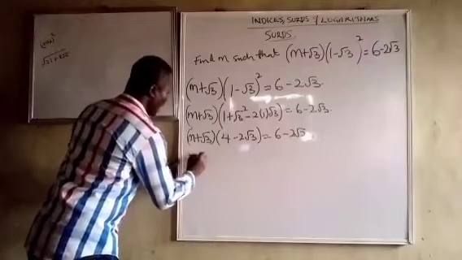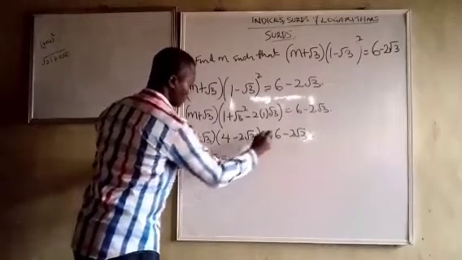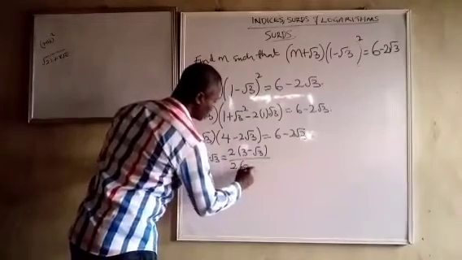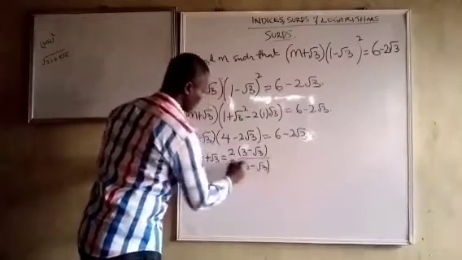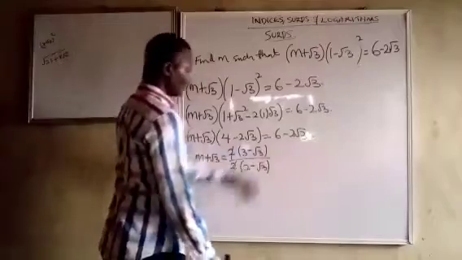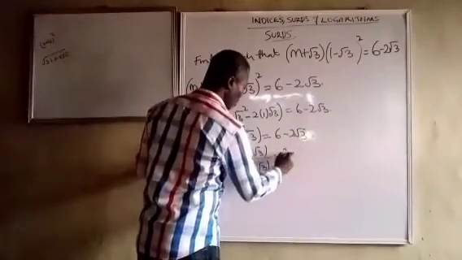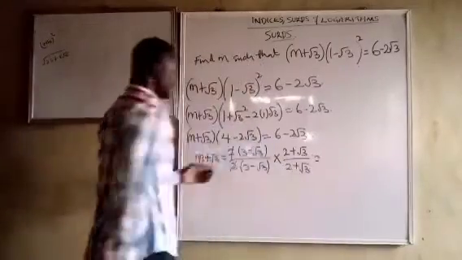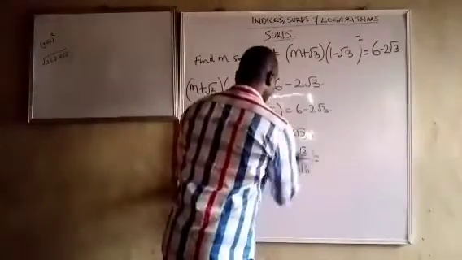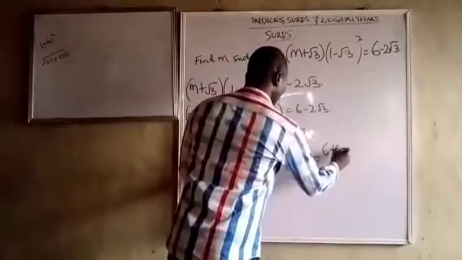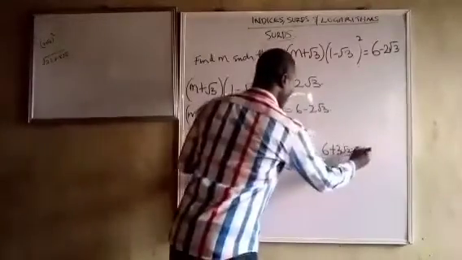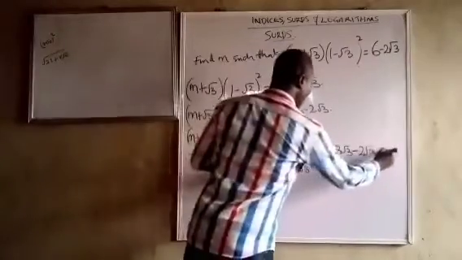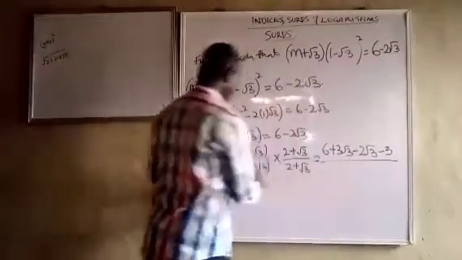Therefore, m plus root 3 is equal to 2 into 3 minus root 3 over 2 into 2 minus root 3. So this one cancels this. Multiply by the conjugate of the denominator, 2 plus root 3, 2 plus root 3. And that gives 6 plus 3 root 3 minus 2 root 3 minus 3 over 4 minus 3.